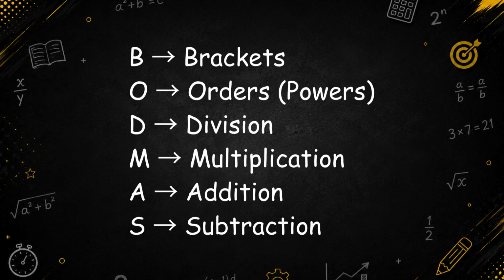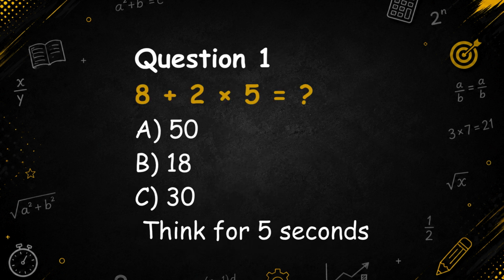Let's begin. BODMAS tells us the correct order of operations. First, solve brackets, then orders or powers. Next, division, then multiplication. After that, addition, and finally, subtraction. If you don't follow this order, you'll often get the wrong answer.